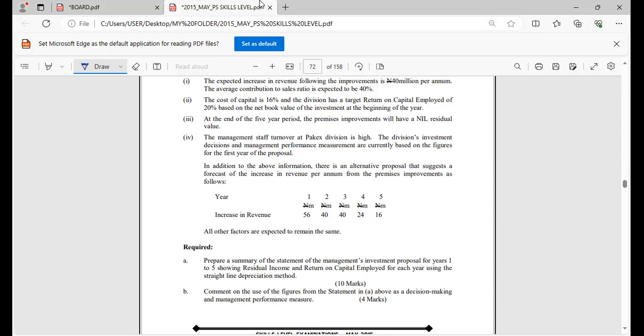So A, prepare a summary of the statements of the management investment proposal for year 1 to 5, showing residual income and return on capital employed for each year using a straight line depreciation method. All right, let's proceed.